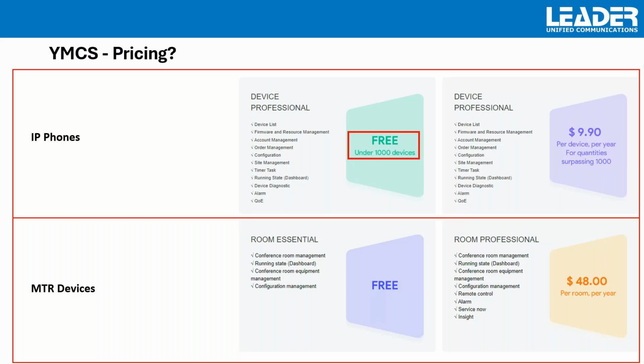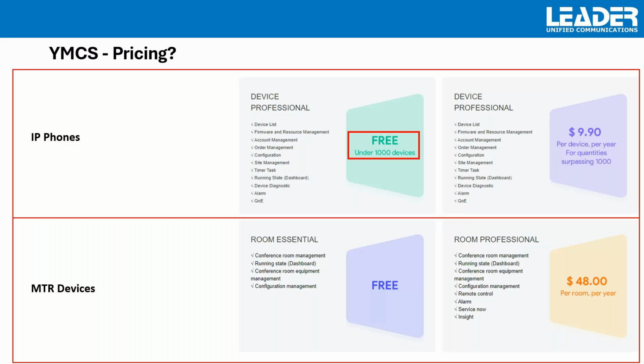Now, does the YMCS cost something? The IP phones version is free for up to 1,000 devices. As soon as we cross that point, we would have to pay $9.90 per device per year. So which means the 1,001st device would have to be paid for. The 1,002nd device then also would have to be paid for, but the first 1,000 devices are free.